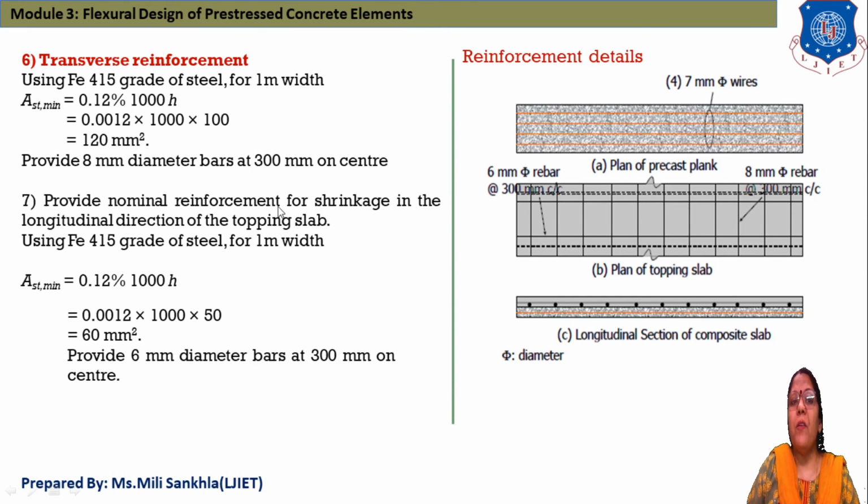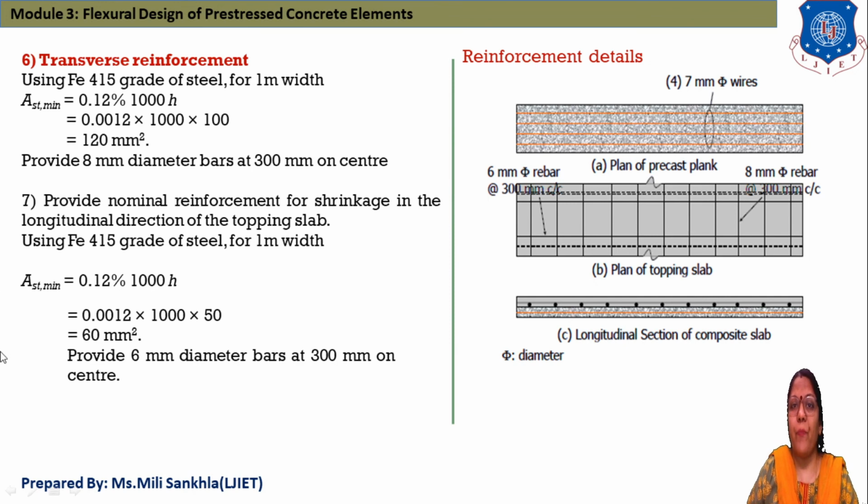Now nominal reinforcement for shrinkage in the longitudinal direction of the topping slab. Use Fe415 grade of steel for 1 meter width. Here we take 1 meter width. Ast minimum again 0.12 percent of 1000 h, and this one is again 0.12 divided by 100 into 1000 h. Depth is taken as 50 mm. Here this one is for the topping slab, and this we take for the precast plank. This is 60 mm squared, and for that we provided 6 mm diameter bars at 300 mm center to center spacing.